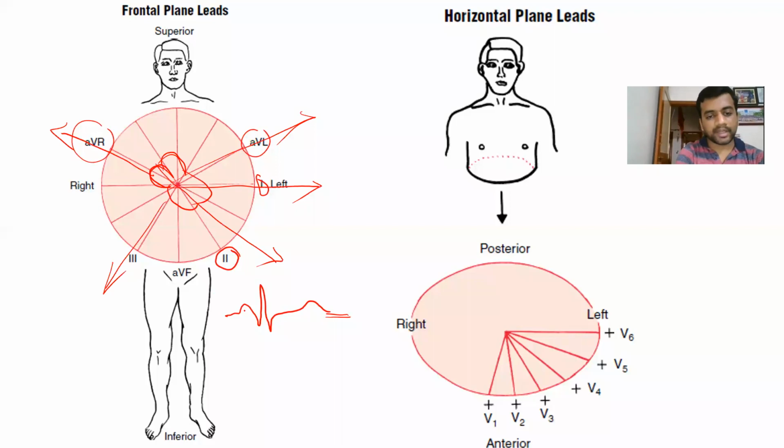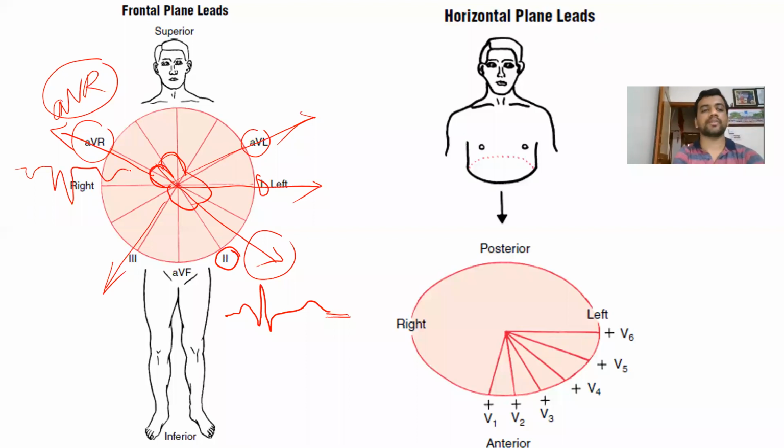For example, here AVR and lead 2 are almost pointing in opposite directions. So what do you expect now? Lead 2 is getting all the positive waves, which means in AVR the P wave will be negative, the QRS will also be negative, and the T wave should also be negative. Both are pointing in opposite directions. This is how the cardiac activity is seen by different leads from different angles.